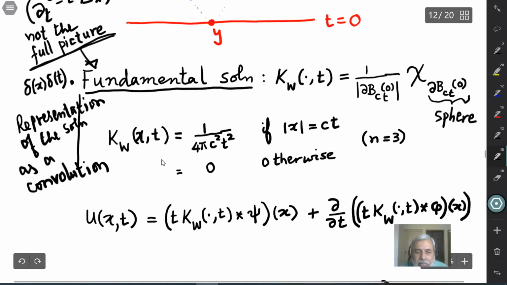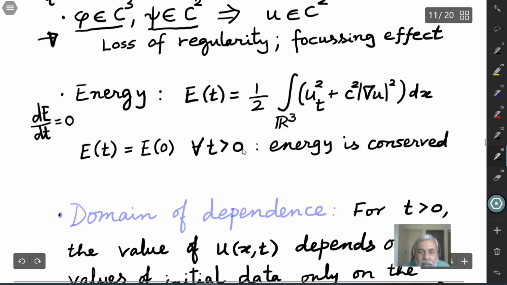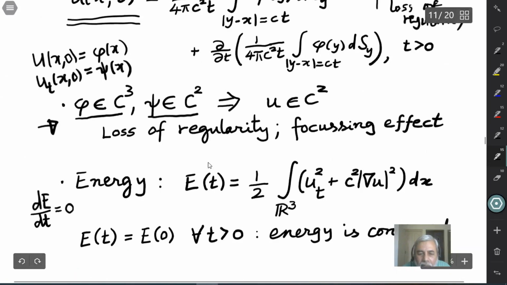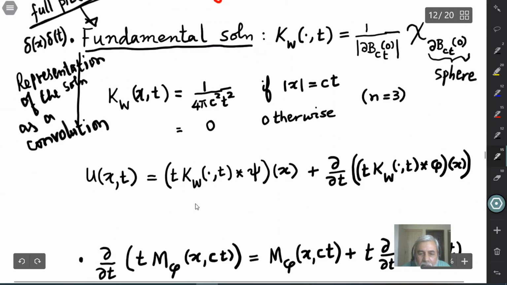Okay, so explicitly written, this K(x,t) is 1 by 4 pi c square t square. So n equal to 3, that is what the surface area is, and if x belongs to this sphere, then it is 1. So if mod x equal to ct, that is the sphere, 0 otherwise. So it's a characteristic function, and then it's easy to verify looking at the Kirchhoff formula. The solution can be written indeed as a convolution.